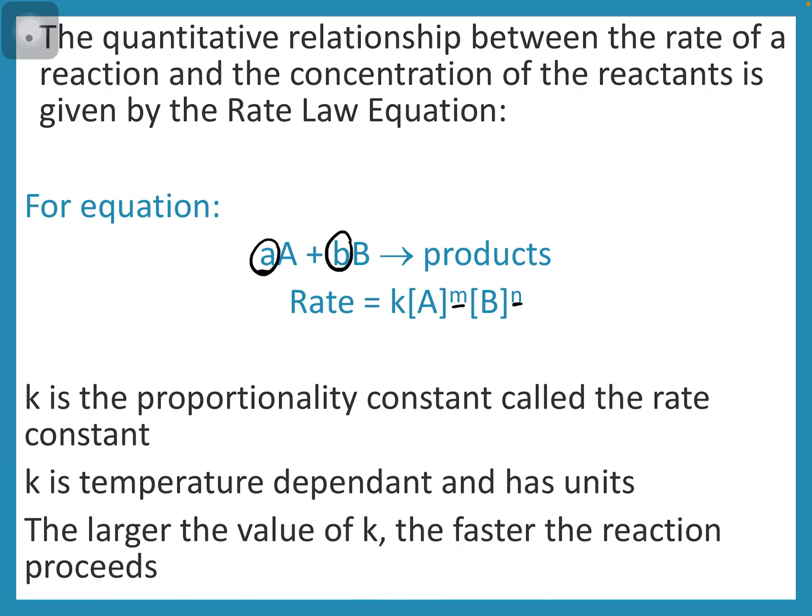So the larger the value of K is, the faster the reaction is going to proceed. So whatever we have with concentration of A to the exponent m and concentration of B to the exponent n, if we're multiplying that by a larger number, then our final answer is going to be a larger number. And the larger number we have for rate, the faster that reaction is happening.